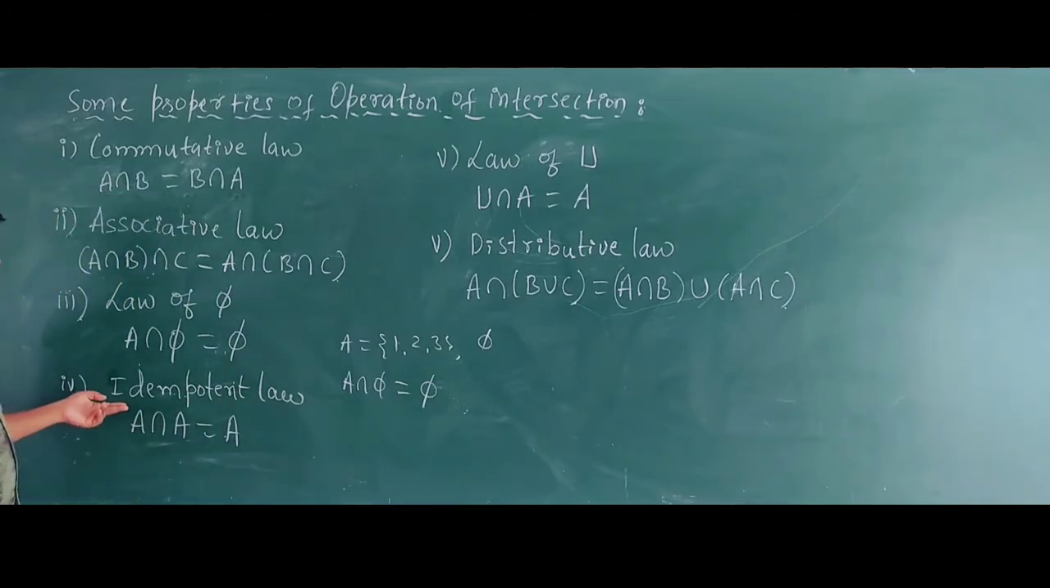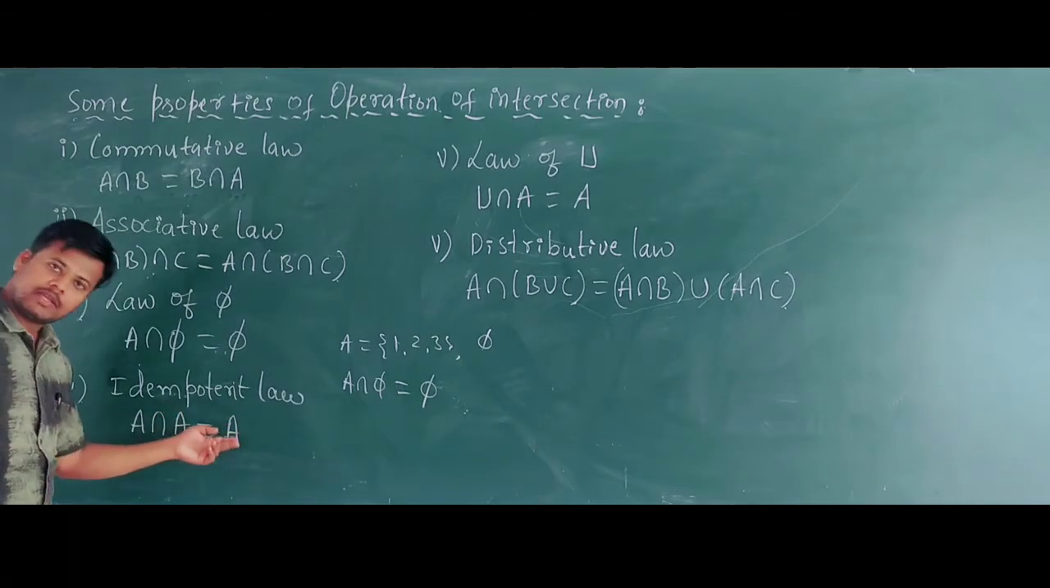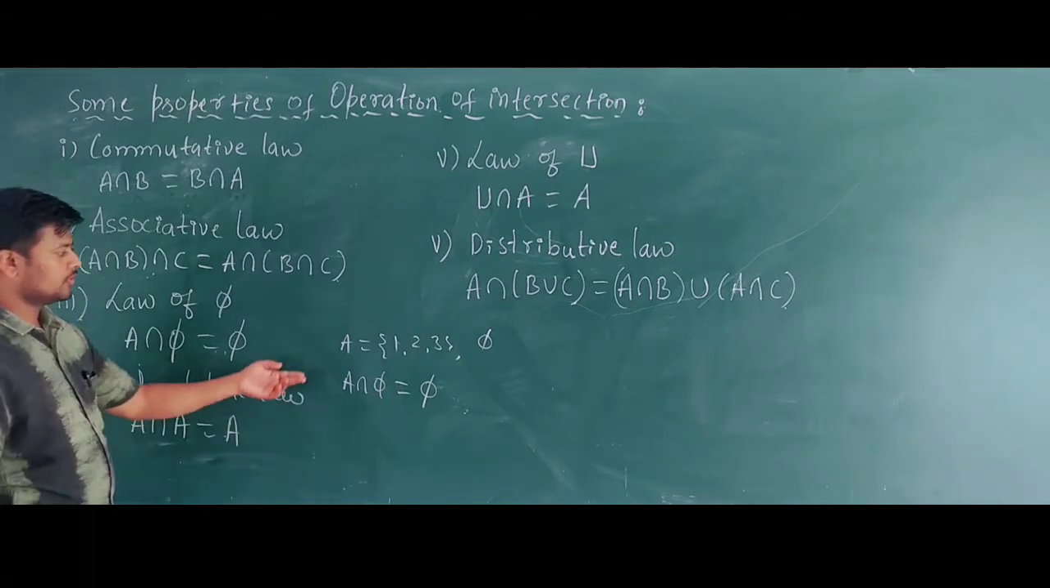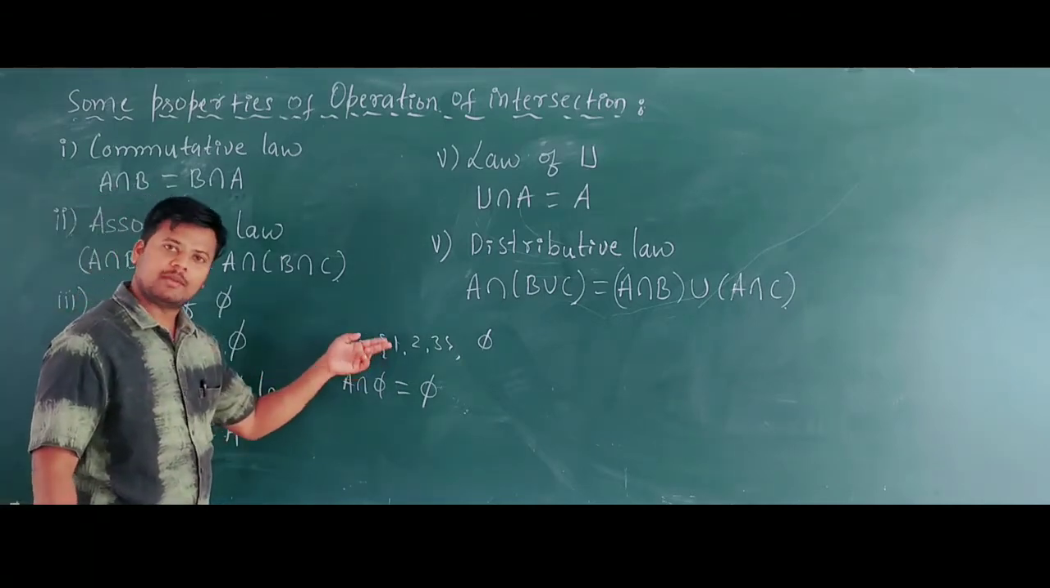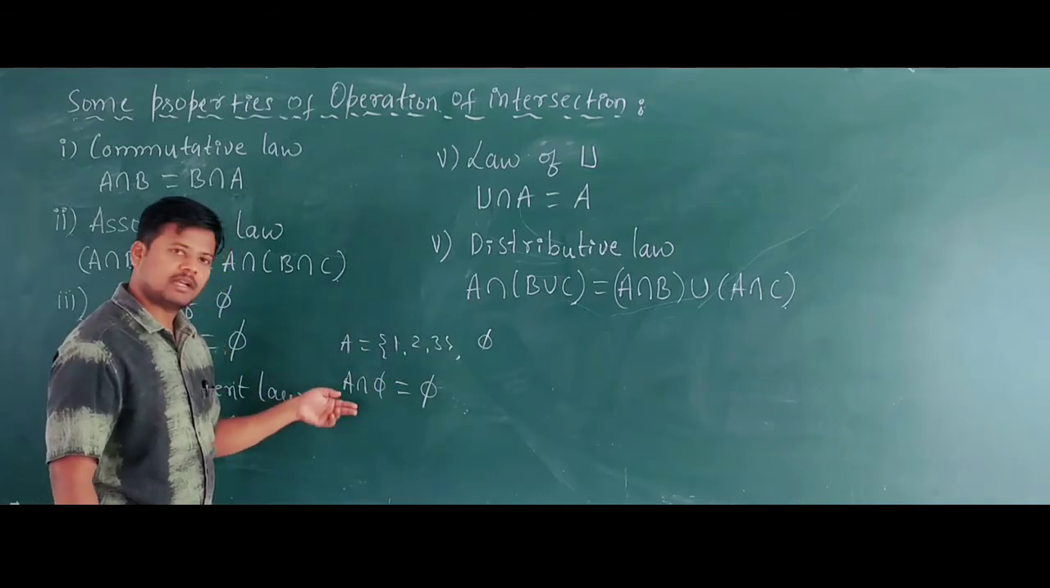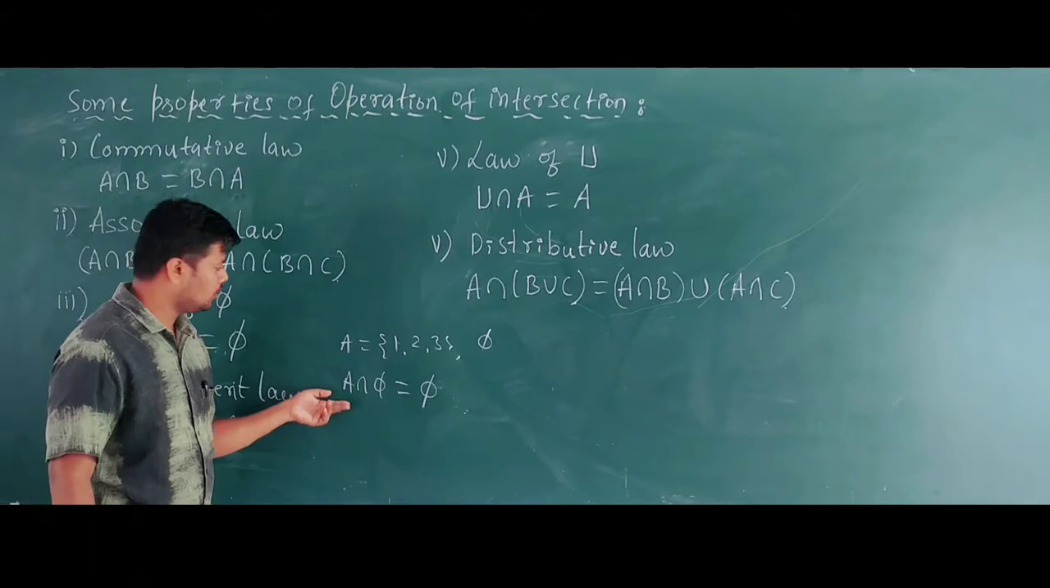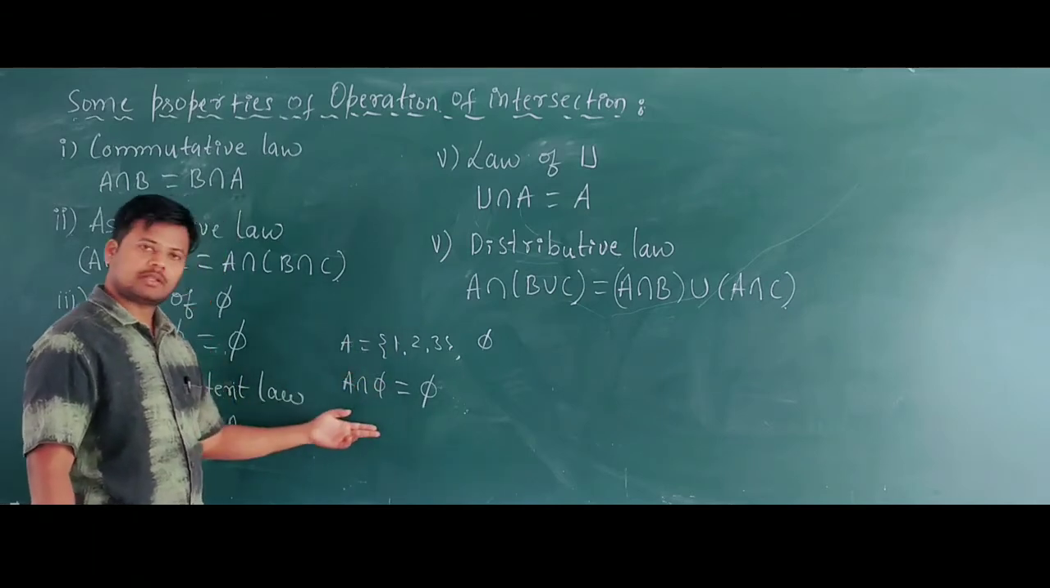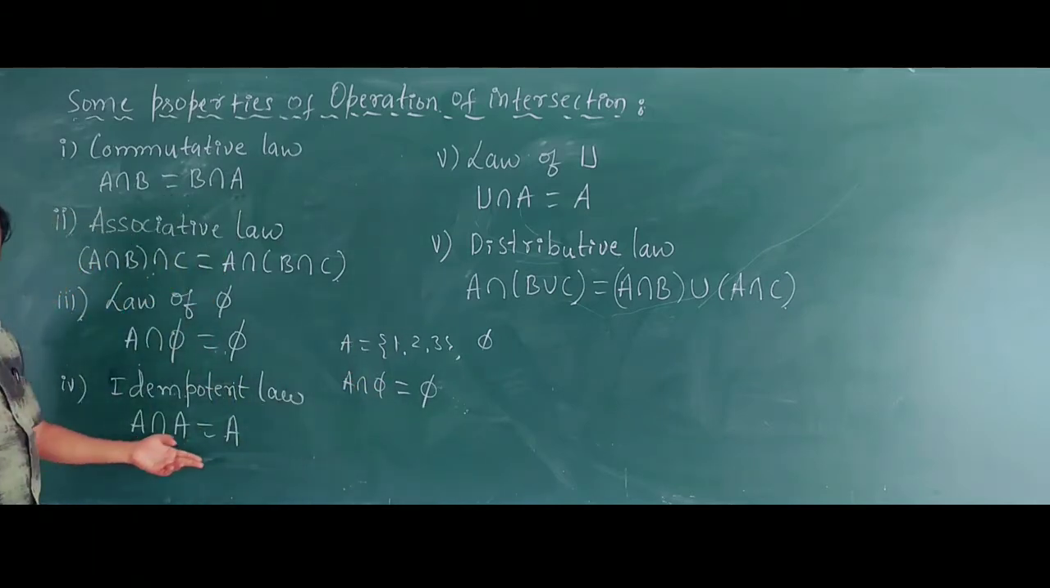Next one, fourth one, idempotent law. A intersection A is always A only. Because A and A have the same elements, so A intersection A is the set of all those elements belonging to set A and set A. So all elements are there. Okay, A intersection A is A.